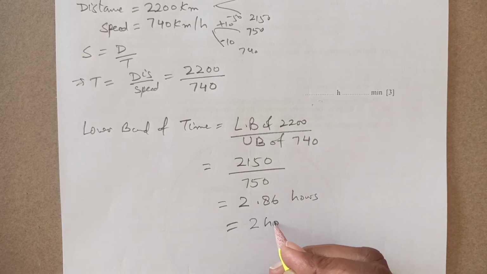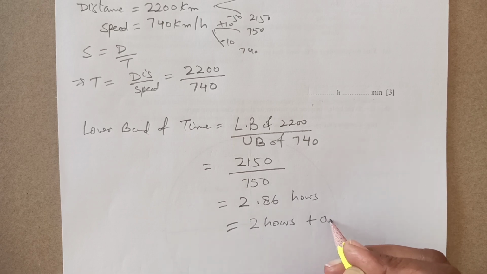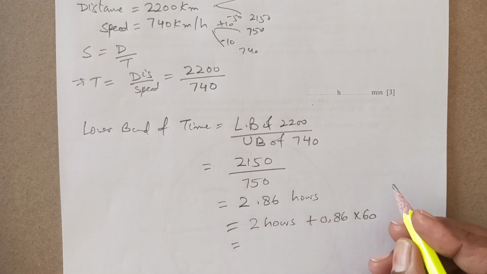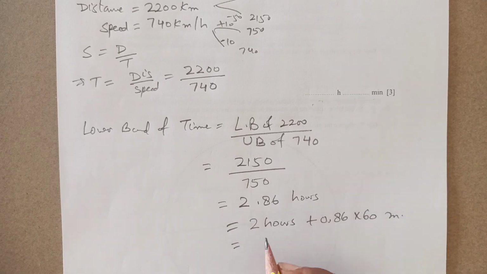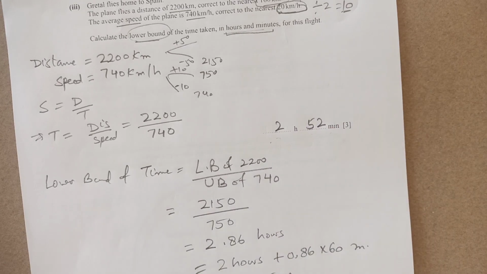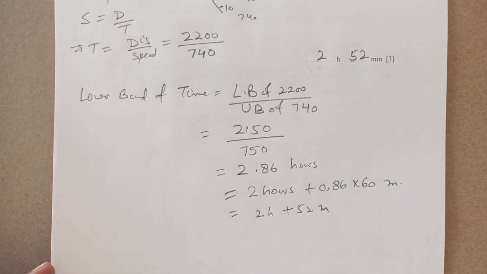So 2 hours plus 0.86 times 60, right? So that will give you the minutes. So the final answer is 2 hours and this is 52 minutes. So 2 hours and 52 minutes is the final answer, right?